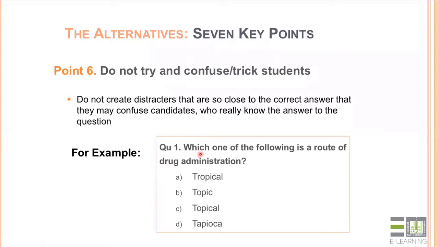The best way to explain it is in this example here. So I've got a similar question to the previous. Which one of the following is a route of drug administration? Now, as you can see, the list of alternatives are quite similar, and this, I would say, is a way of tricking our students. A student may know that the correct answer is topical, but because the distractors are so close to the key answer, this is an example of tricking the students. Again, we don't want to confuse them. We want to assess if they really know the answer.